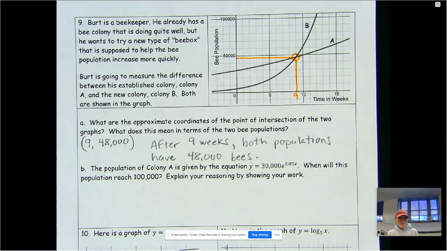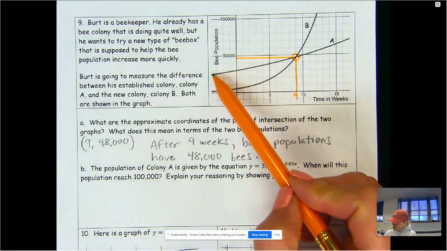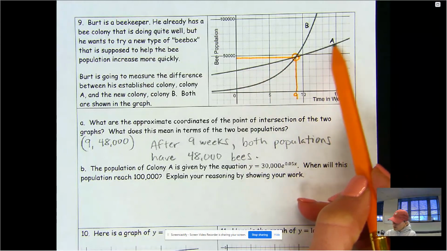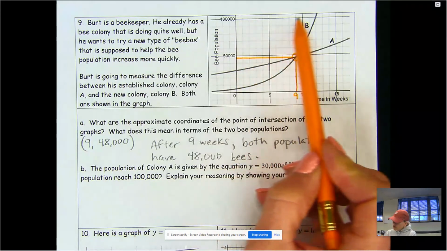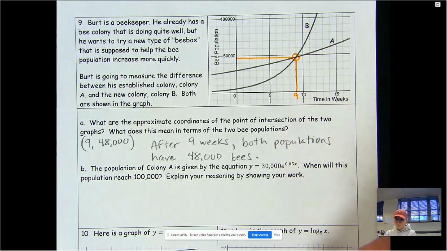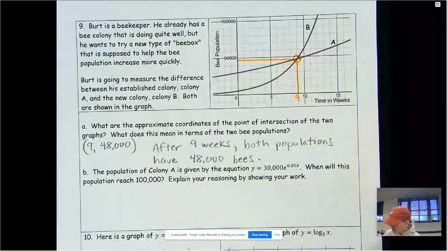All right, B, the population of colony A is given by the equation y equals 30,000 e to the 0.05x. When will this population reach 100,000? Explain your reasoning by showing your work. So this is about population A, which starts at 30,000, is not increasing as quickly as population B. So I can't just use the graph to estimate because it's going to be way off the graph. So we're going to go ahead and set up and solve an equation.